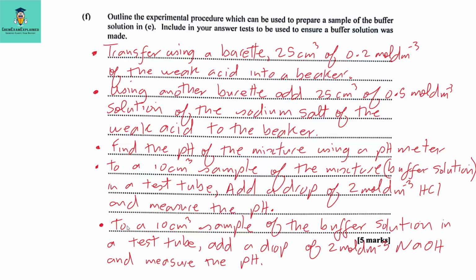After that, to a 10 cm cube sample again of the buffer solution in a test tube, we're now going to add a drop of 2 mole per dm cube sodium hydroxide and measure the pH. Again, the pH should remain constant because it is a buffer solution, so it should resist changes in pH.